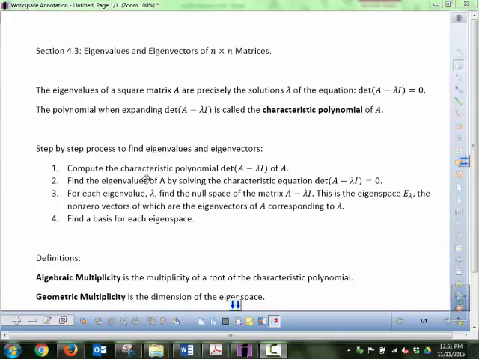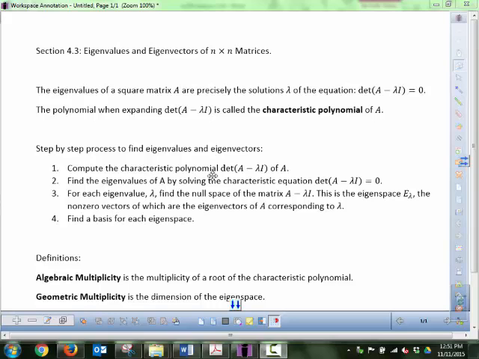And the step-by-step process for finding eigenvalues and eigenvectors would be to first compute the characteristic polynomial, set it equal to 0, and solve for that. And then once you find the eigenvalues, you will find the eigenvectors associated with them, and then that would define your eigenspace for a particular eigenvalue. All that makes sense? Sounds a little confusing, but when we do an example, we'll see it a little bit clearer.